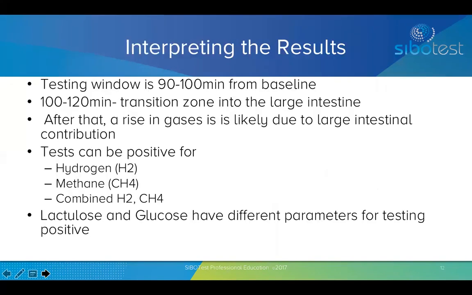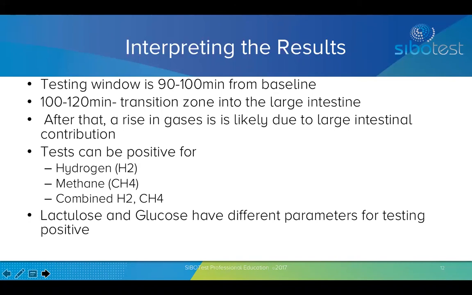All right, so let's move on to interpreting the test results. As I've mentioned, the testing window is 90 to 100 minutes from the beginning of the test. We'll see in a moment what these test results look like, and it's going to be a lot easier for you to visualize. From 100 to 120 minutes, that's more of a transition zone into the large intestine, and so we often mark that as borderline if we do see a rise in that time frame. We leave that up to the practitioner to interpret based on their patient's presentation.